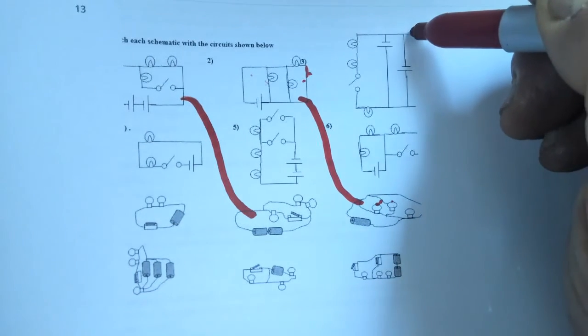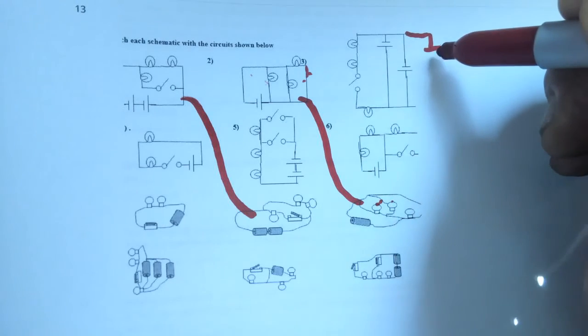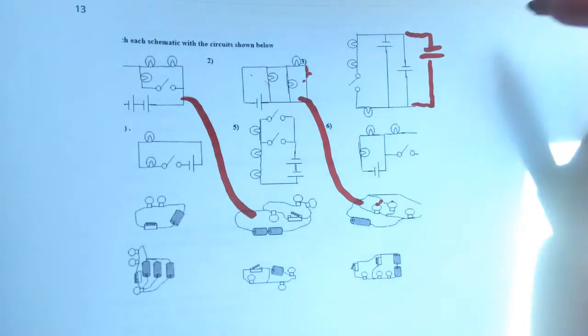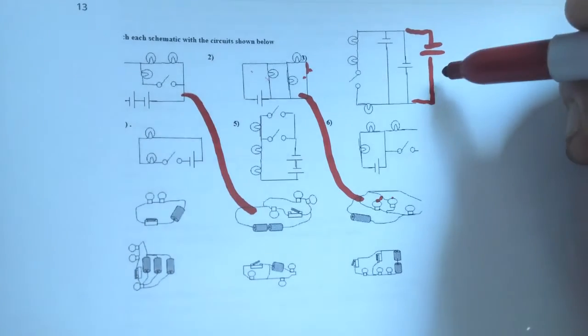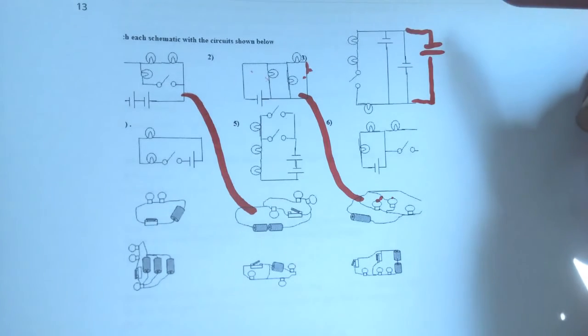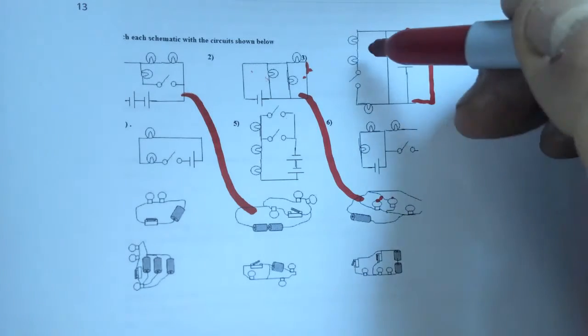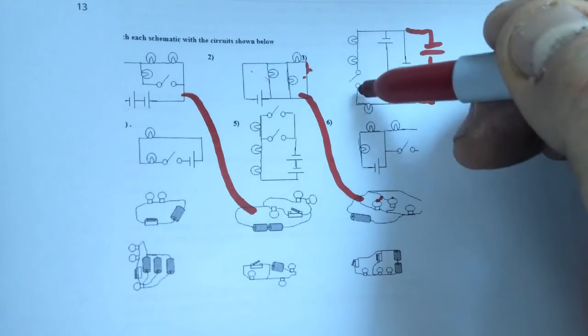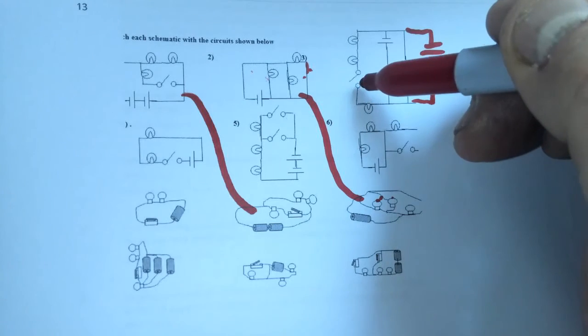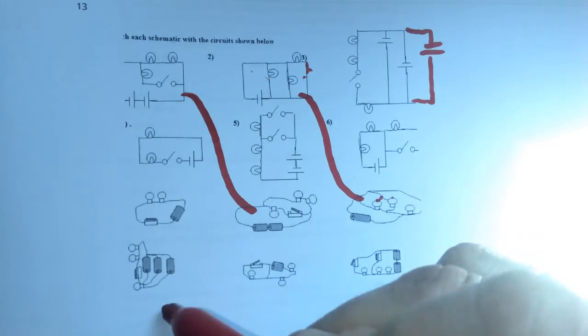I'll draw in what's missing. We should have another battery here. On your screen, it should be there. It's just that with my printout, it didn't show up. So we have 3 batteries, 1 on each branch. We have 3 bulbs all in a row on 1 branch along with a switch. That's this one right down here.